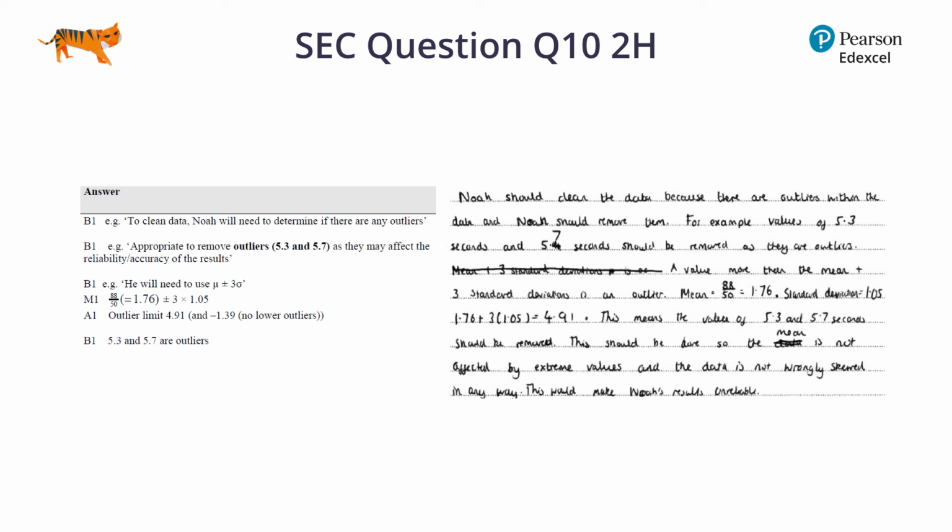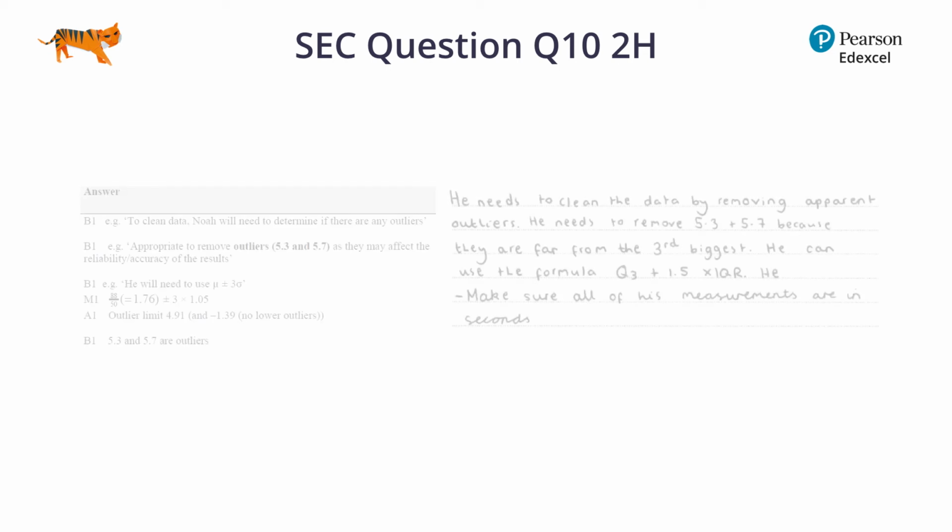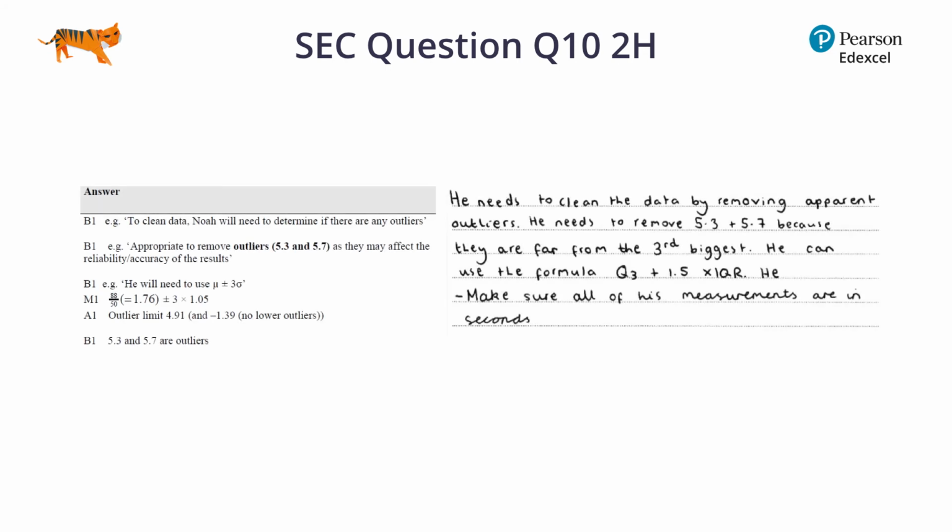They have stated that they need to clean the data as there are outliers and given a reason that it would skew the results. They have also given the correct calculation to identify upper outliers and stated that 5.3 and 5.7 are outliers. The next response was only awarded 2 marks.